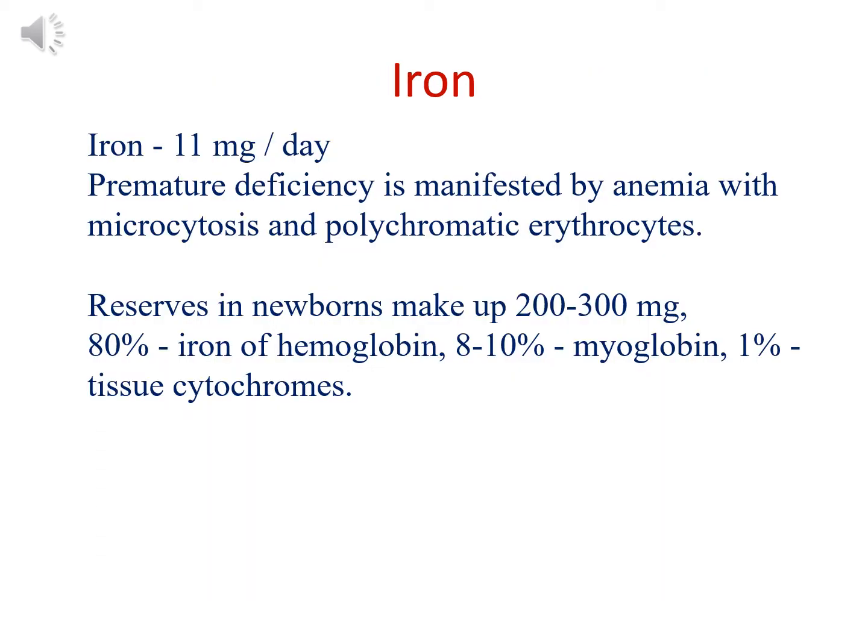The next very important microelement is iron. The daily requirement of iron for first-year babies is 11 mg. Deficiency is manifested by anemia with microcytosis and polychromatic erythrocytes. Reserves in newborns make up 200 to 300 mg. 80% is iron of hemoglobin, 8 to 10% is myoglobin, and 1% is tissue cytochromes.